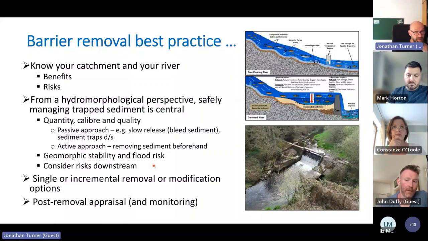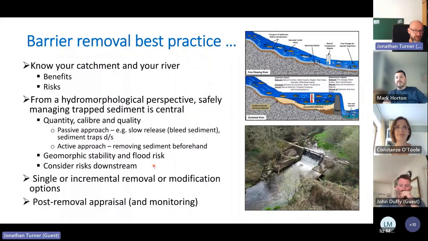And when it comes to removal, the decision is based on a case-by-case basis, but where you've got smaller barriers, then single removal could be possible. But where you've got larger barriers, it really is much wiser to do this incrementally, so lowering the water level slowly. And in some cases it might not be appropriate to remove the barrier at all. Then you might look at some alternative strategies like modifying the structure, putting in some kind of grade control structure to allow fish passage. And very importantly, I guess, with all best practice is post-removal appraisal and monitoring.